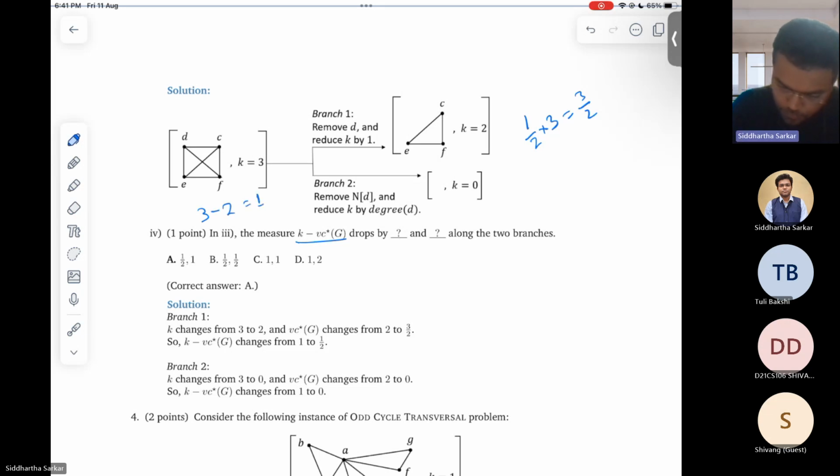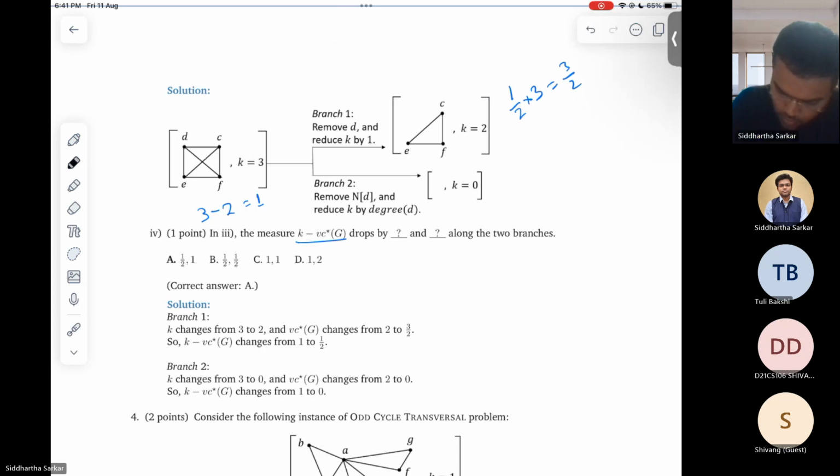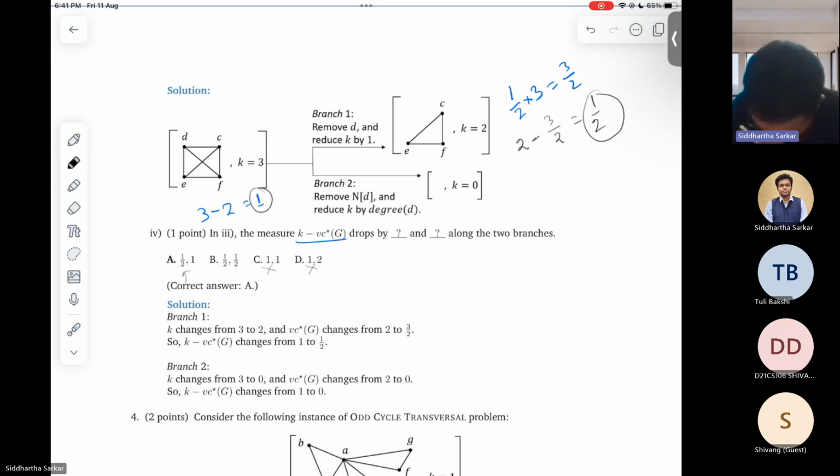So here K is 2. This is LPOPT 3 by 2, and K is 2. So 2 minus LPOPT turns out to be half. So earlier the measure was 1, now the measure is half. So the drop is half. So the first part is definitely half. So we already rule out C and D. So either A or B is true.